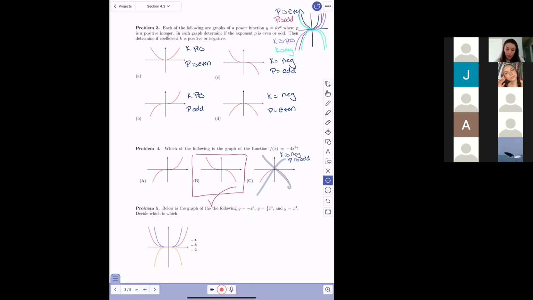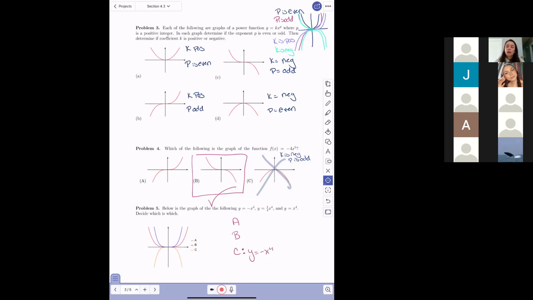But what's changing? Our k value is changing. We have a negative k, we have a fraction k, and we have k equals 1. The easiest one to start with is probably the one that is the only different one in terms of positive or negative. So which one is y equals negative x to the power 4? C. Good. C is y equals negative x to the power 4. Okay. Next we have 1/4 x to the power 4, or x to the power 4.